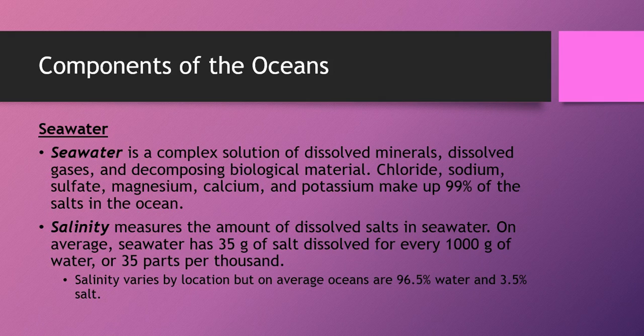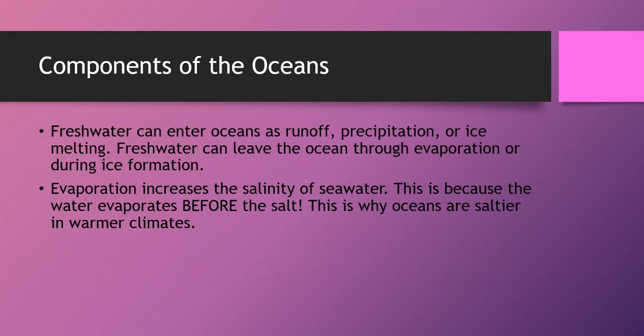The level of salt in the ocean is known as salinity. On average, seawater has about 35 grams of salt dissolved for every 1,000 grams of water, or 35 parts per thousand. So, what that means is that seawater is about 96.5% water and about 3.5% salt. Fresh water can enter the oceans as runoff from groundwater, as precipitation, or as ice melting. It can leave the ocean through evaporation or during ice formation.